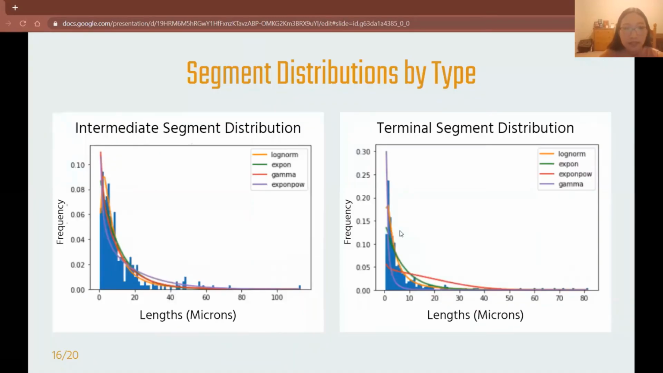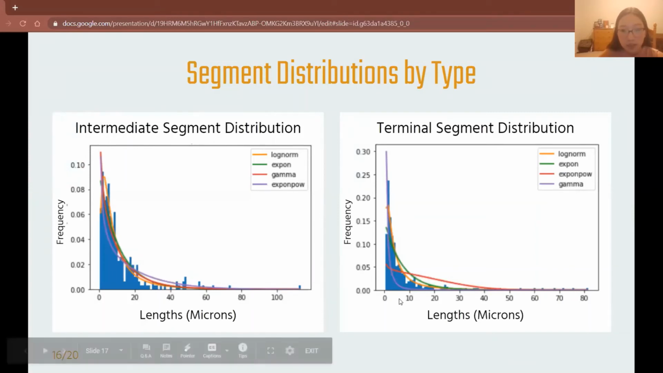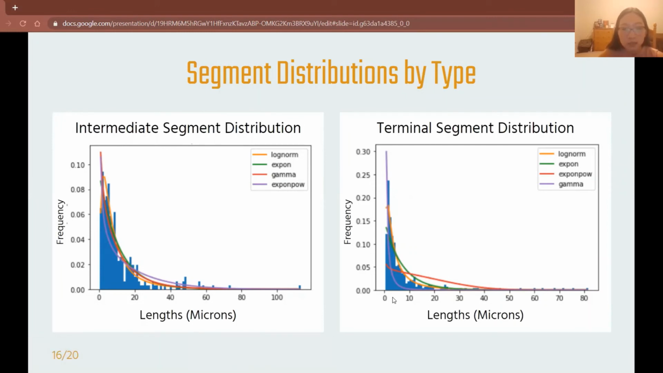So first we have the distribution of intermediate segments on the left and the terminal segments on the right. And we found that out of these 4 distributions, the log normal distributions fit both the intermediate and the terminal segment distribution the best by sum squared error. And so remember from the beginning, this was really essential to know the growth process of the leech. In addition, we also found terminal segments tended to be shorter than intermediate segments. And this could be because of a multitude of factors, such as the probability of retraction could be higher, or even the probability of branching could be higher in terminal segments.